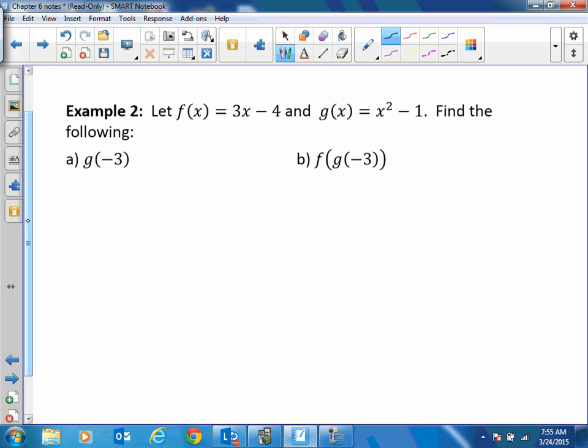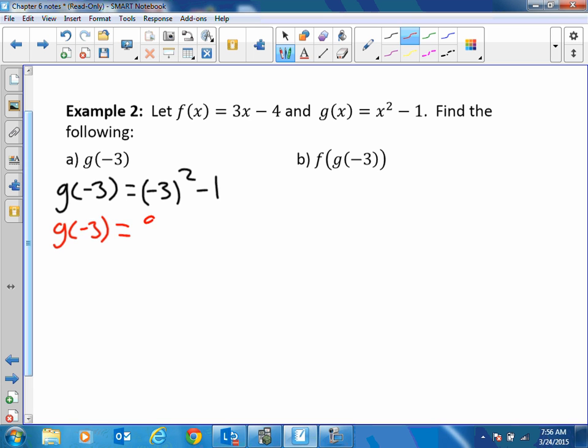Now we're going to start doing some composition of functions. So for the first one, you have f of x and g of x. The first one says find the following when x is negative 3. So we're going to write g of negative 3 equals, we're going to plug in negative 3 for x, negative 3 squared minus 1. Always plug in with parentheses when you plug in a number. So we have g of negative 3 equals 9 minus 1. Okay, and 9 minus 1 is 8. Okay, so g of negative 3 equals 8.